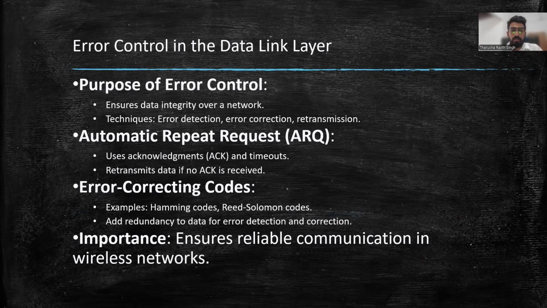Error correcting codes. Another error control technique is the use of error correcting codes, such as Hamming codes and Reed-Solomon codes. These codes add redundancy to the data, allowing the receiver to detect and correct errors. Importance of error control: error control is essential for maintaining the integrity of data in wireless networks. By detecting and correcting errors, these techniques ensure that data is transmitted accurately and efficiently even in challenging environments.